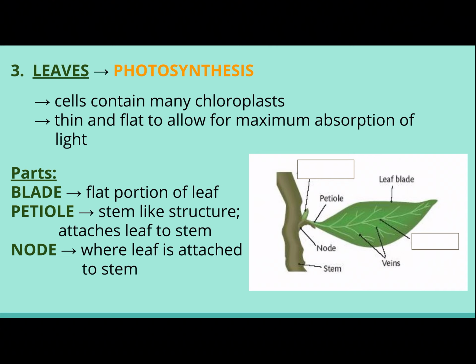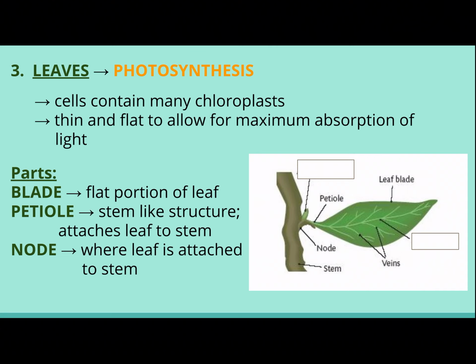The roots, if you remember, anchor the plant into the ground and they absorb water and minerals from the soil. The stems serve as a support system for the leaves, and they also serve as a passageway for the water and minerals as well as the food to move throughout the plant. And then you have the leaves, whose main function is photosynthesis. Now, because photosynthesis is the main job of plants, we're going to spend some time today talking about the leaves.